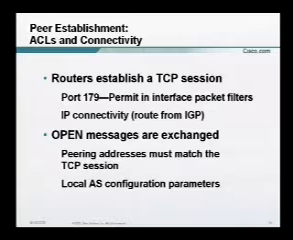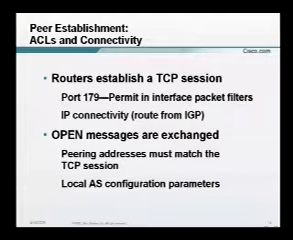BGP uses TCP 179. So you need to allow that through your packet filters between you and your neighboring router. This is for establishing BGP peering between you and your neighboring AS. And that's definitely a frequently occurring problem. People are over-aggressive with the filtering.